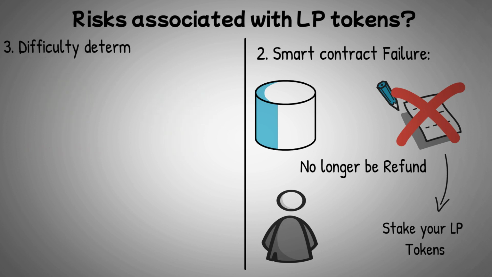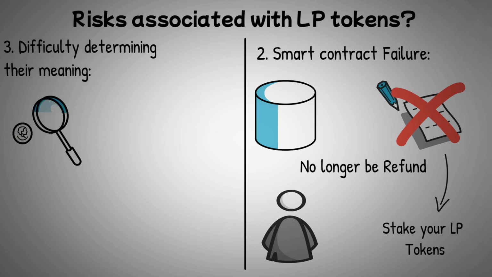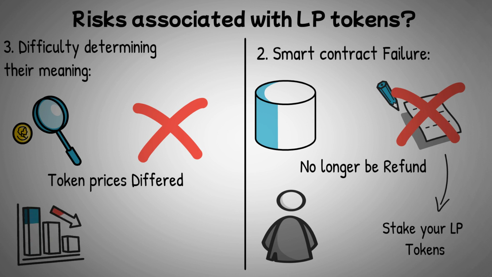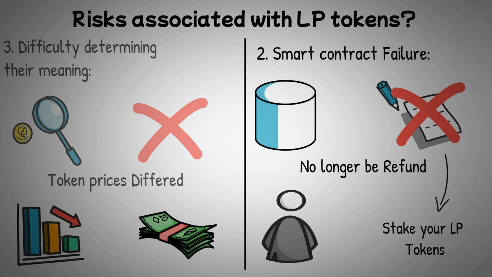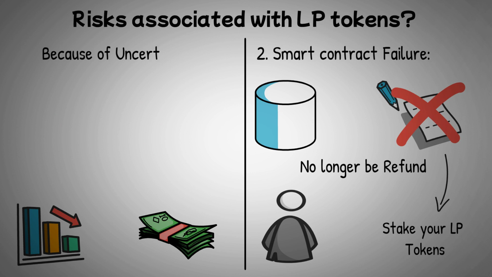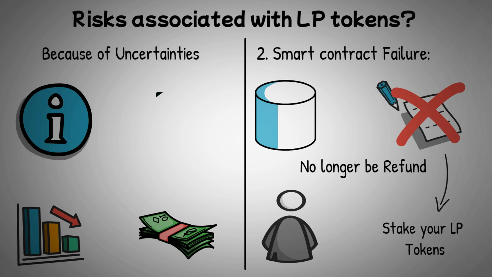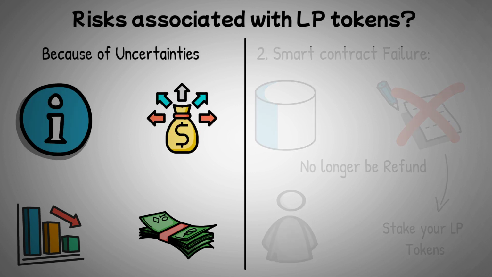Number 3. Difficulty determining their worth. Looking at your LP tokens, it's nearly impossible to determine how much they're worth. If token prices differed, you would have suffered a temporary loss. You must also consider your interests. Because of these uncertainties, making an informed decision on whether to quit your liquidity position can be difficult.